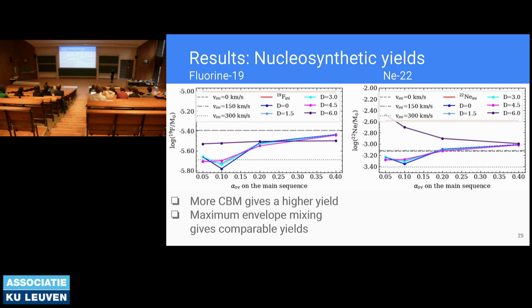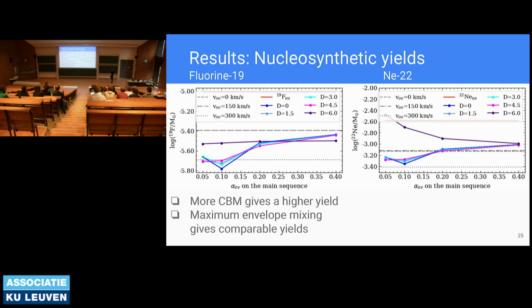Here again, convective boundary mixing gives a higher yield. And also if we have the maximum envelope mixing, we get comparable yields over the whole line. However, the initial fluorine abundance in the star is up here, hidden by the legend, the red line. So basically, these stars don't produce any fluorine, they just destroy more, which is not helpful.